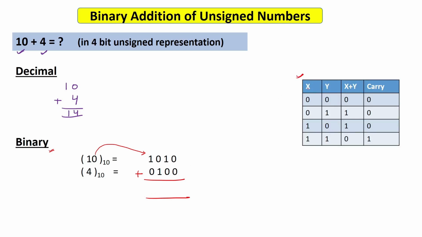This table is telling me this is x, this is y. So x and y are the two numbers. The bits 1010 are of x, and 0100 are the bits of y. If you add 0 and 0, that means two zeros, then you will get the sum as 0 and the carry as 0.